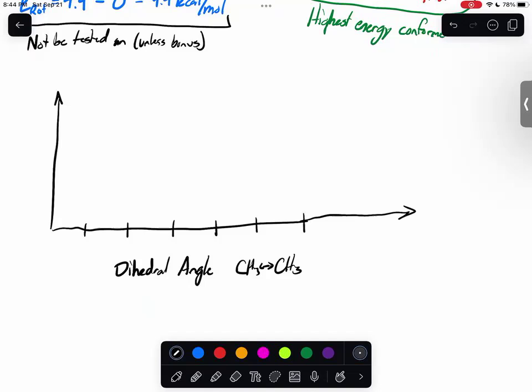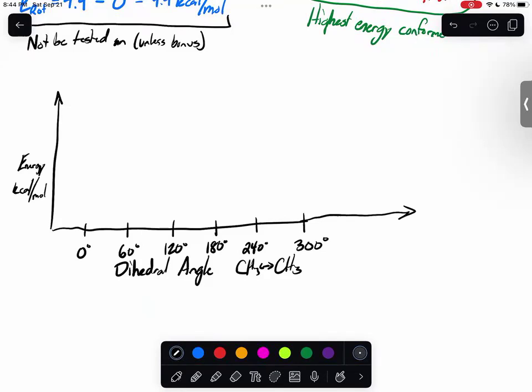It's going to start at 0, right, where they're both completely overlapped. And then we'll do every 60 degrees, right? So we'd have 180 here, 240, 300, right? Because 360 would be a full rotation. We don't have to show that. And this y-axis is, of course, our energy in kilocalories per mole.